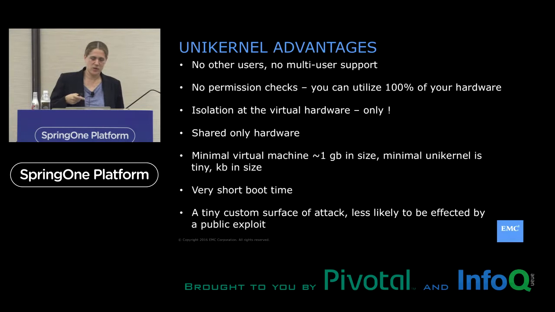So let's quickly summarize the Unikernel advantages. The first one is there is no other user. There is one user supported. You get the login of the admin, and that's it. In terms of permissions, there is no permission check because there is only one user. And therefore, you don't need to do any context switch. By the way, there is no virtual memory. There is only memory, right?